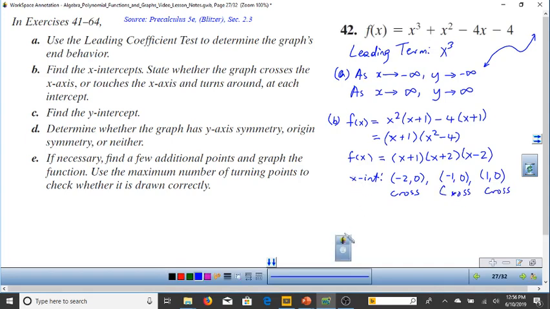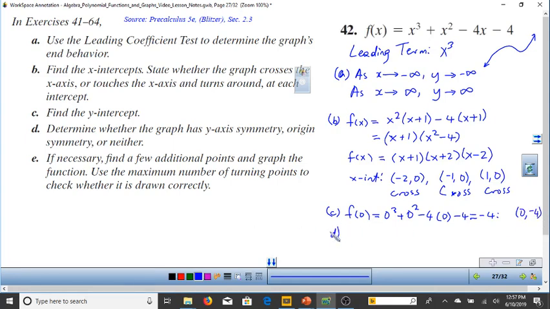Now, for part D, the y-intercept is pretty simple. Oh, we already said that for part C, the y-intercept is pretty simple. F of 0 is simply equal to 0 cubed plus 0 squared minus 4 times 0 minus 4. So the y-intercept is equal to -4. So the y-intercept is at coordinates (0, -4).